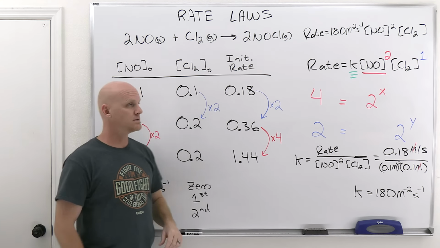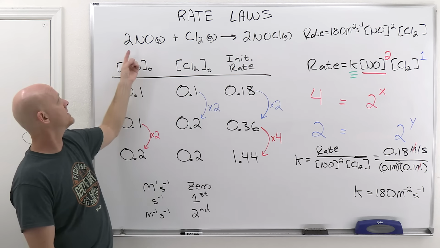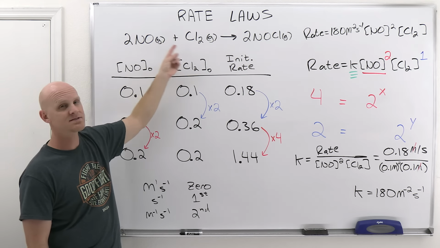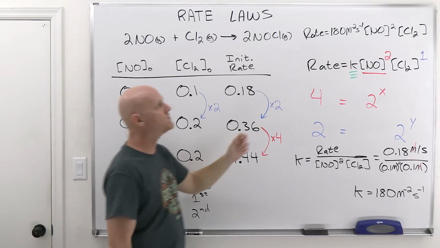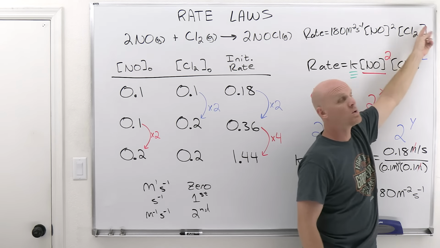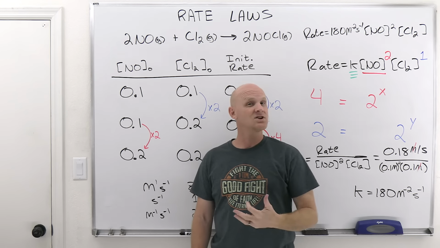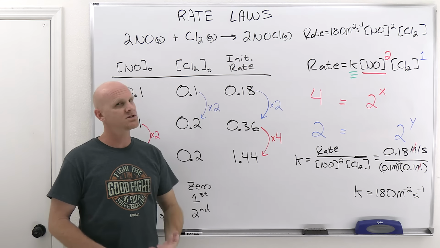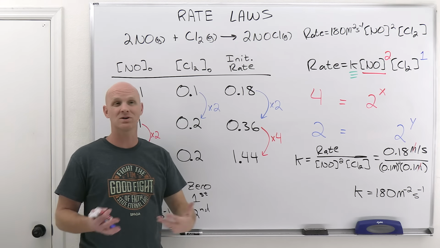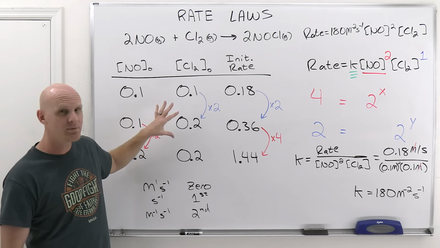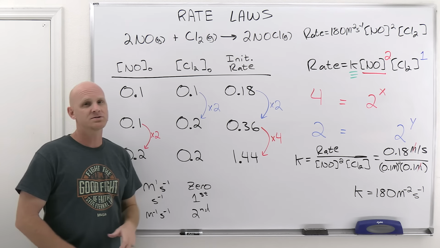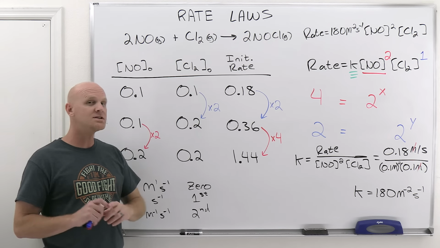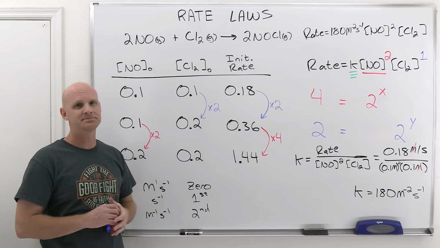Now one thing to note, I said earlier that the coefficients in the balanced reaction don't necessarily have to correspond to the orders. In this one, it does. And we'll find out that that's going to be a special case. But again, don't just assume it's always going to be that way. It will sometimes, it won't. You really have to determine them from the experimental data most of the time. Again, we'll see one exception later in this chapter.